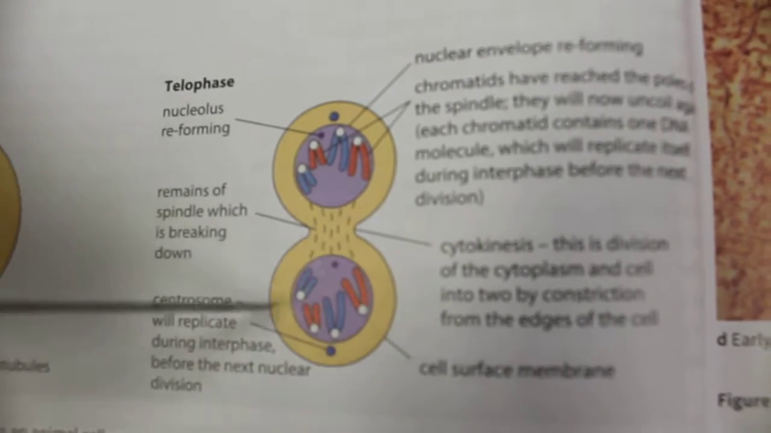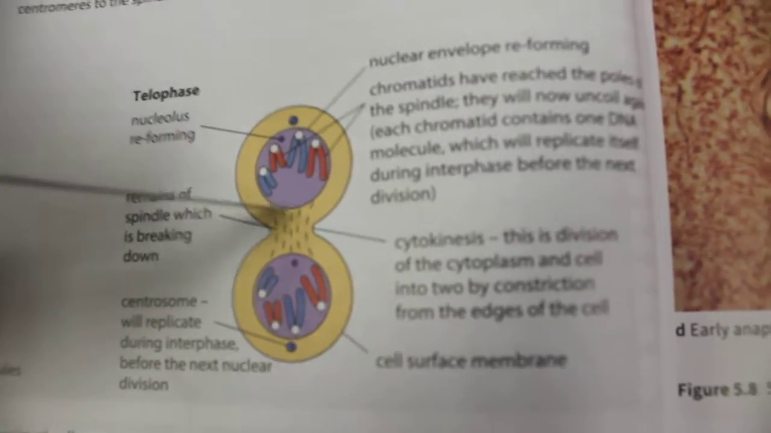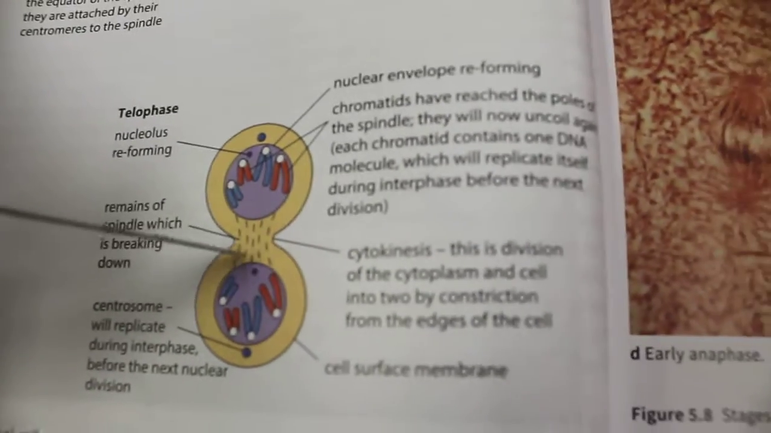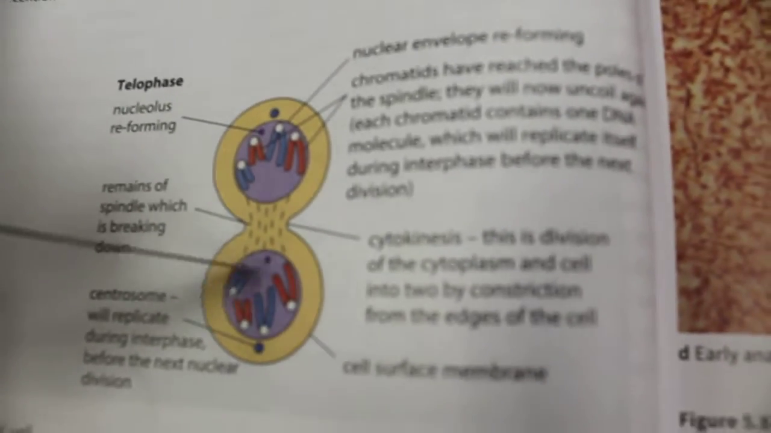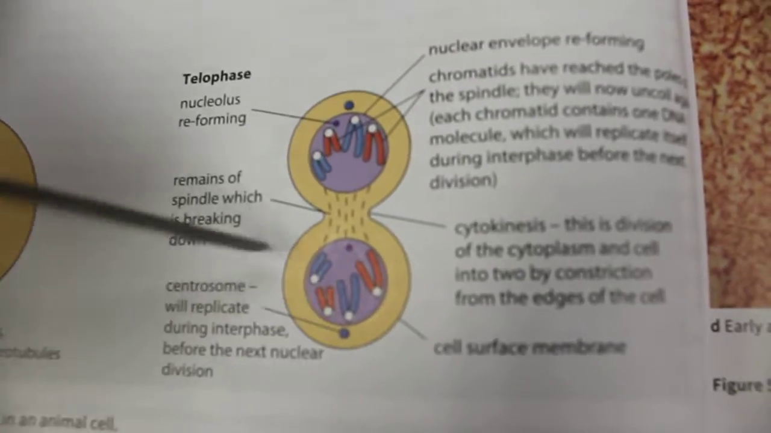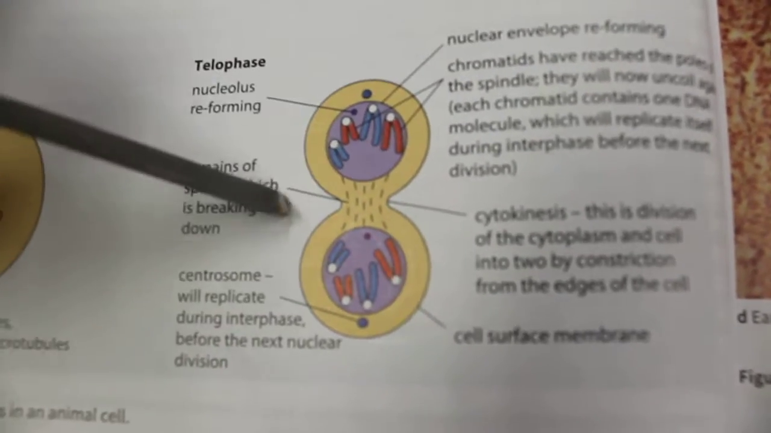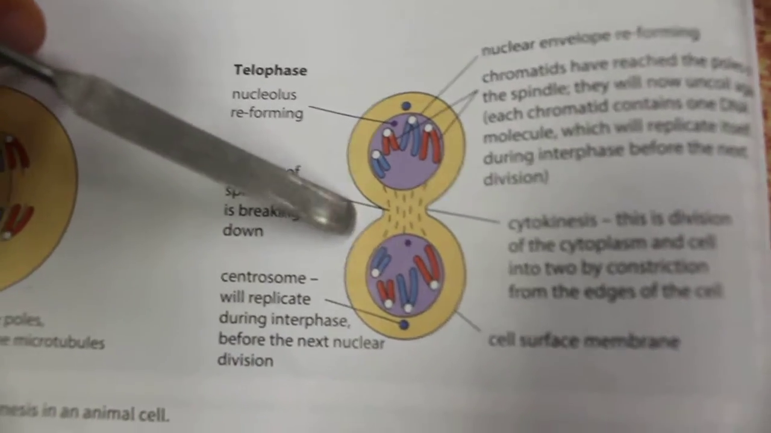So we're going to see that the chromosomes have been separated completely, and they'll start to decondense enough that we'll start to see nucleoli reform. Now, cytokinesis is also shown in this image. Cytokinesis is a separate process that we'll be discussing in a moment.